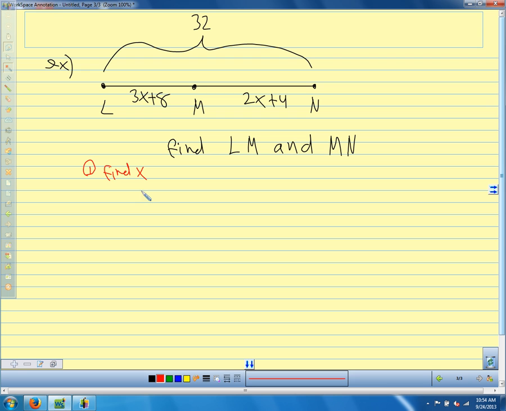So find x. How are we going to find x? What do we need to do to find x? So find x is the big picture. What do we need to do to find it? What do we have here? We have segments, right? We have smaller pieces. And then we have the whole segment. So what do you think?